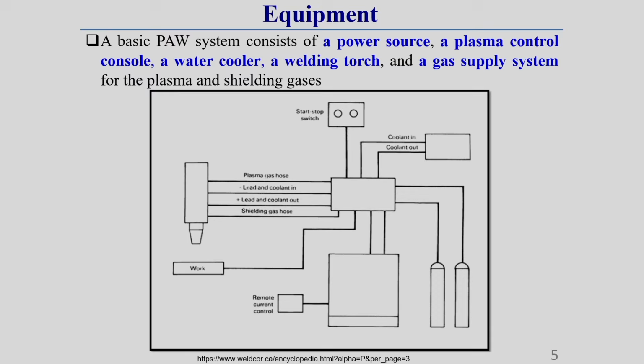Here I have shown everything in detail. This is the basic plasma arc welding system, you can say. It generally consists of a power source. In case of the plasma arc welding process, generally a direct current power source is used. That is why here I am writing power source, direct current power source is used.